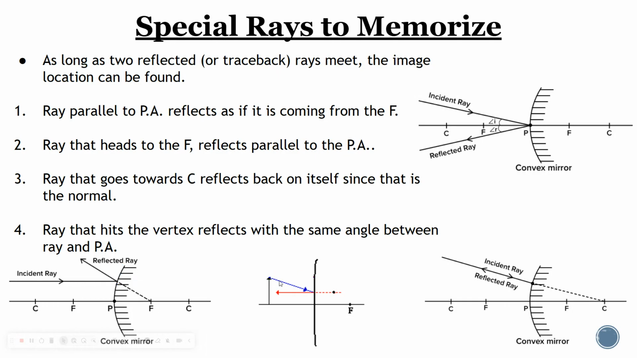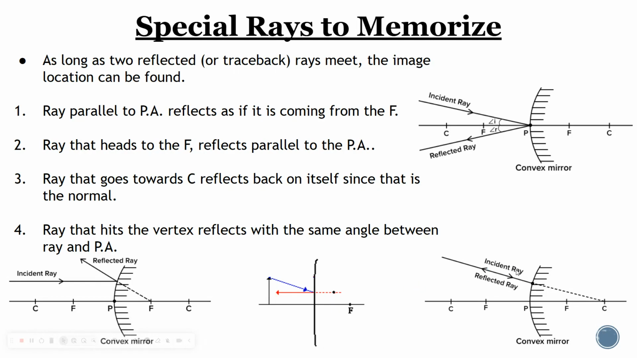The other ray is one that goes towards the focal point, as if it's going towards the focal point here on this side. But it doesn't hit because there's a mirror in the way. When it does hit the mirror, it reflects parallel to the principal axis, and then you would trace back for that reflected ray over here.